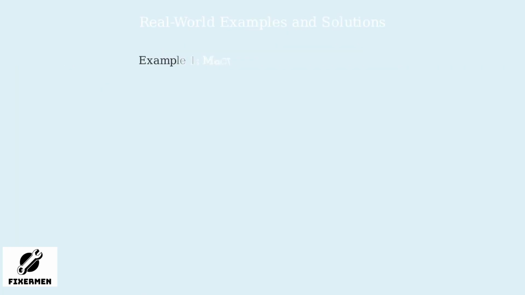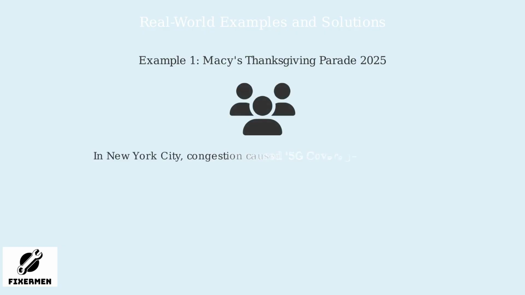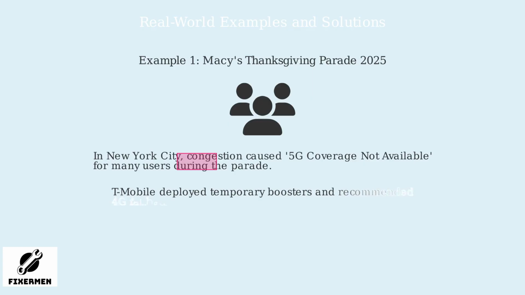Let's look at some real-world examples. During the 2025 Macy's Thanksgiving Parade in New York City, many users experienced 5G coverage not available due to network congestion from high traffic. T-Mobile responded by deploying temporary boosters and recommending users switch to 4G fallback through the app, which resolved the issues for most attendees within hours.